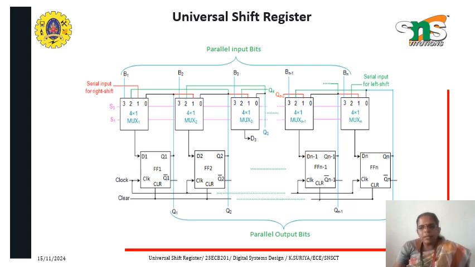So the basic connections are: the first input, that is the zeroth pin of the multiplexer, is connected to the output pin of the corresponding flip-flop. The second input, the first pin of the multiplexer, is connected to the output of the very previous flip-flop, which facilitates the right shift. The third input, that is the second pin of the multiplexer, is connected to the output of the very next flip-flop, which facilitates the left shift. The fourth input, that is the third pin of the multiplexer, is connected to the individual bits of the input data, which facilitates parallel loading.